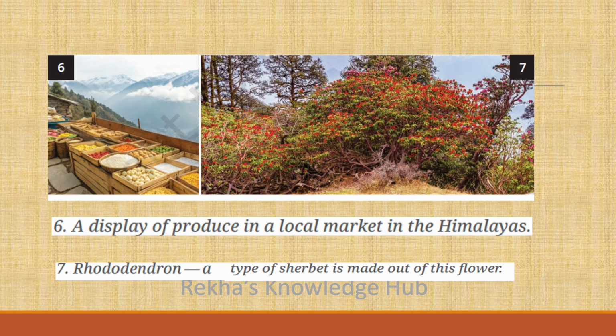The sixth one is a display of the produce in a local market in the Himalayas. You can buy these items in the local market. The next one is rhododendron. It's a type of plant. A type of sherbet is made out of this flower.